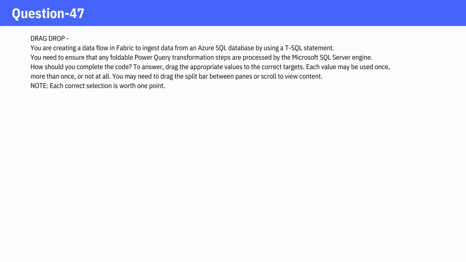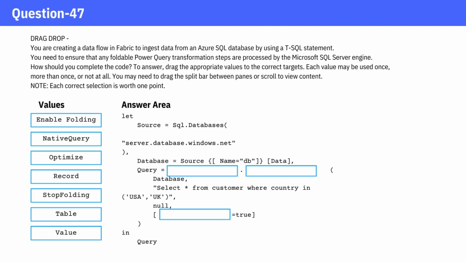Question 47. You are creating a data flow in Fabric to ingest data from an Azure SQL database by using a T-SQL statement. You need to ensure that any foldable Power Query transformation steps are processed by the Microsoft SQL Server engine. How should you complete the code? Pause the video and review the provided code and check the answer. The completed code is shown here.